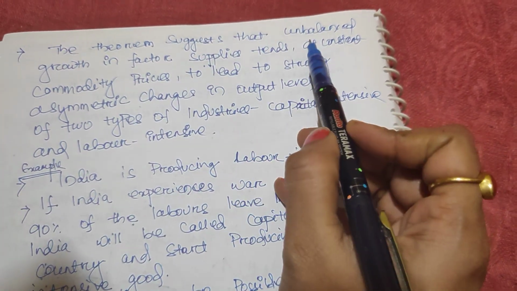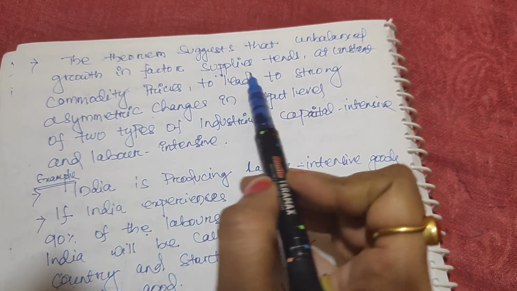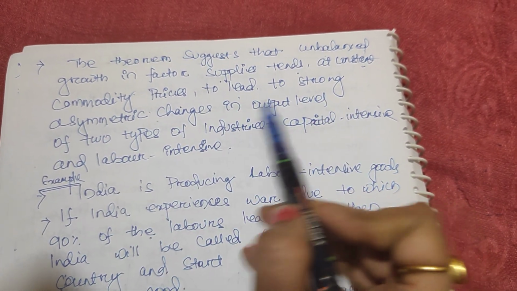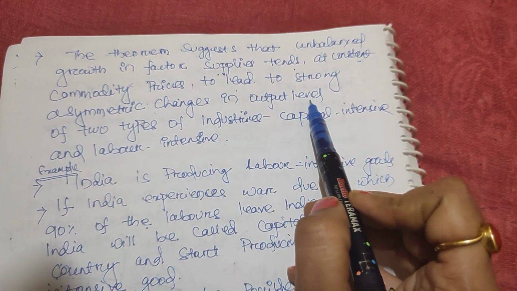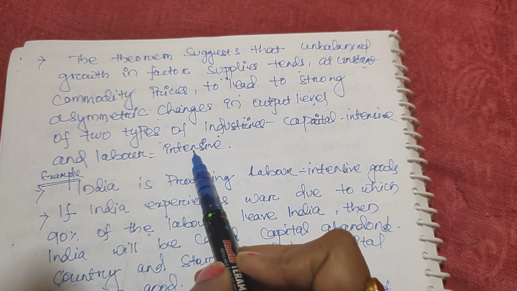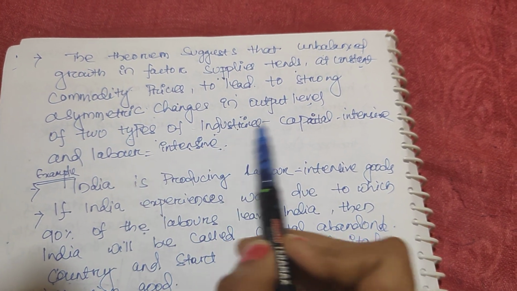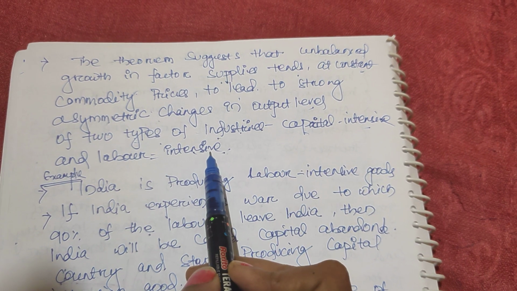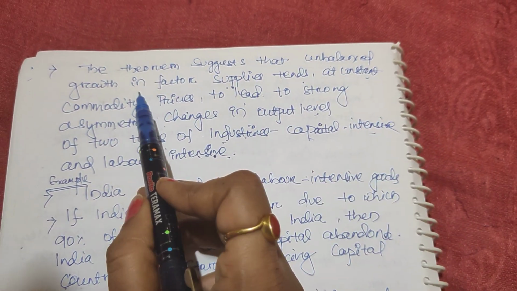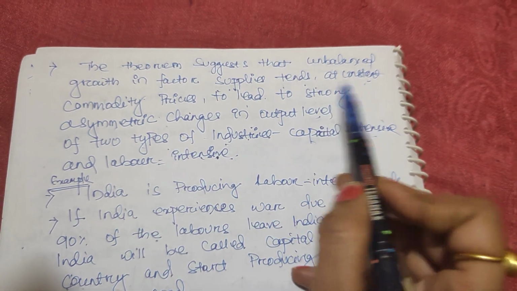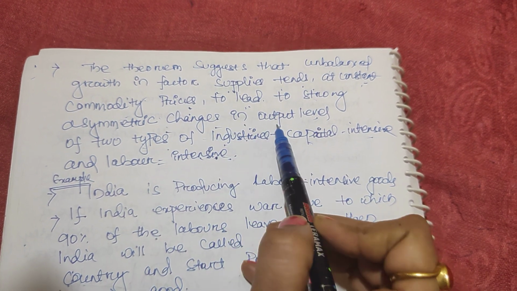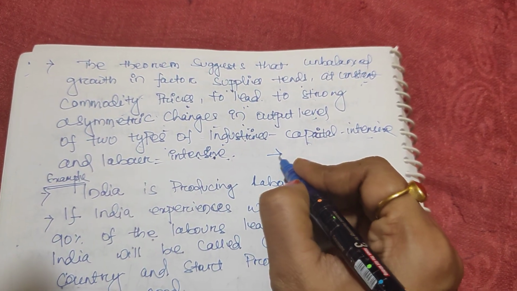The theorem suggests that unbalanced growth in factor supplies tends, at constant commodity prices, to lead to a strong asymmetric change in the output level of two types of industries, capital intensive and labor intensive. In two types of industries, suppose capital intensive and labor intensive, we will find an imbalanced growth in the factor supply tending, at constant commodity prices, to lead to strong asymmetrical changes in output. And here, what is the Rybczynski theorem?